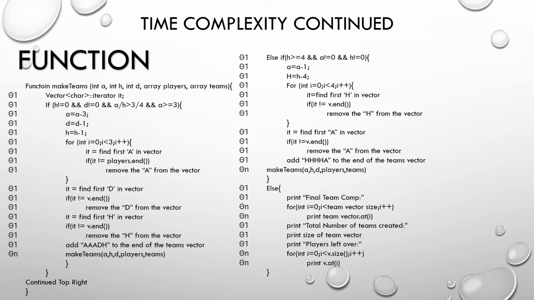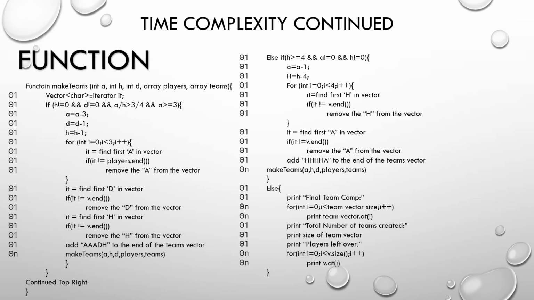Then on the other side, we have our other else if statement, where we have a equaling a minus 1, which is theta 1. We have h equal h minus 4, which is another theta 1. Theta 1 for our for loop, since we know it runs only 4 times. A theta 1 for anything inside of that, so the iterator being set to h. If it's not at the end, remove the h. Then we have a theta 1 for finding our first a, checking if it's at the end and removing it. And then we have a theta 1 for adding the 4 healers, 1 attacker string to the end of the team's vector. And then a theta n again for the make team, because it could run n times.